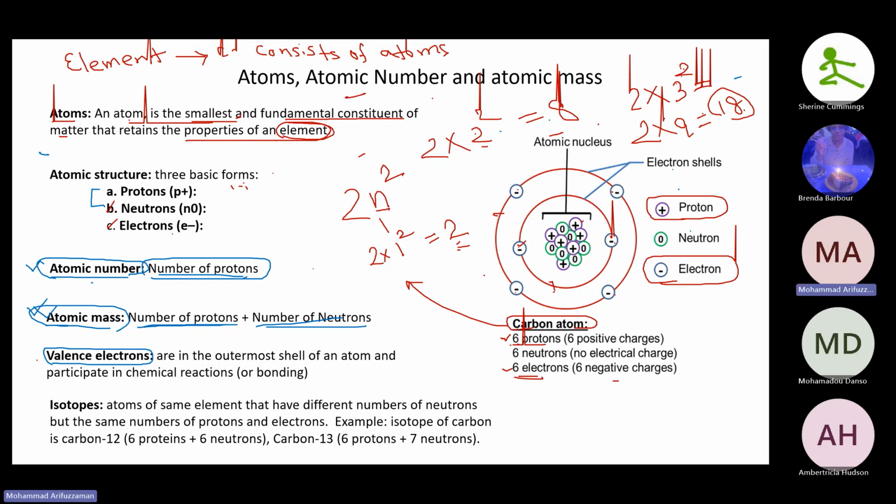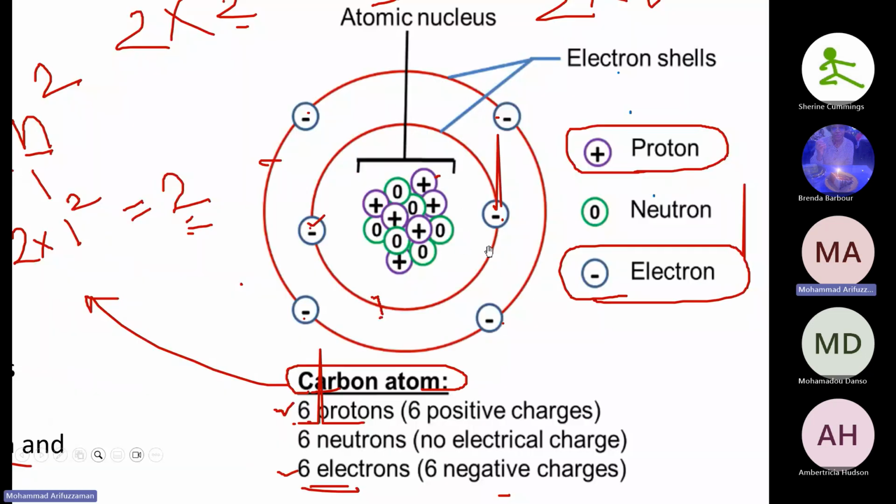Now, what is the valency electron? That is very important. The valency electrons are the electrons in the outermost shell of an atom that participate in chemical reactions or bonding. Now, can you calculate the valence electrons here? 4. Correct, the valence electron count is 4. Good, appreciated.